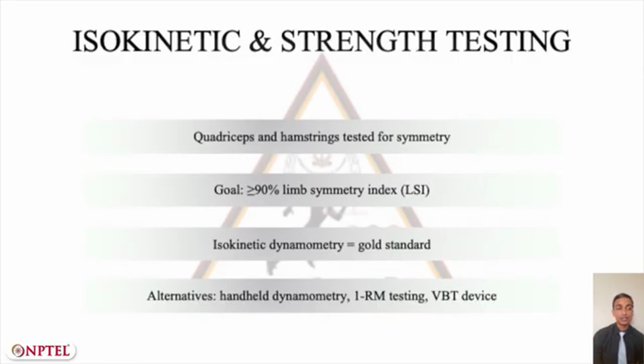Velocity-based training devices or VBT devices measure barbell or limb movement velocity during resistance training. They allow estimation of strength, power, and fatigue without maximal loading. These devices are increasingly used for safe progression and monitoring in rehabilitation and even in performance settings.